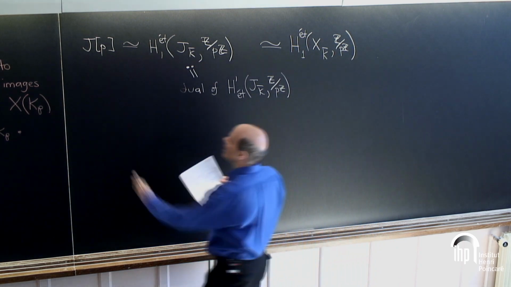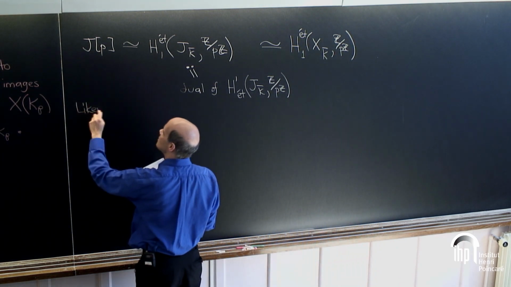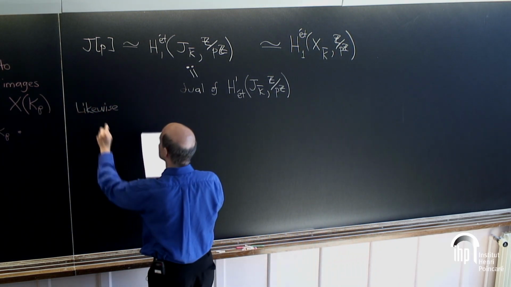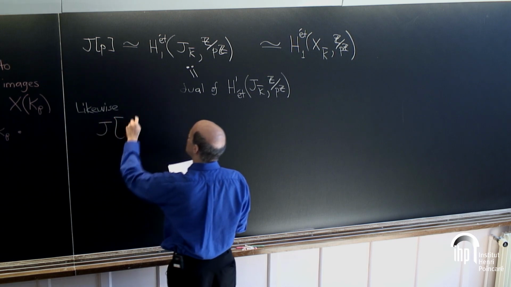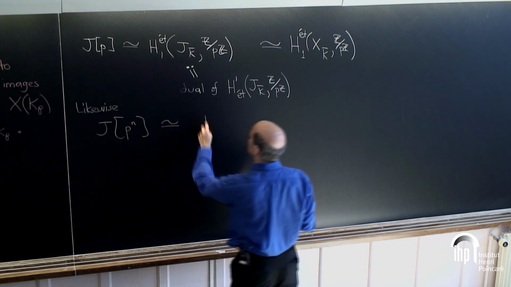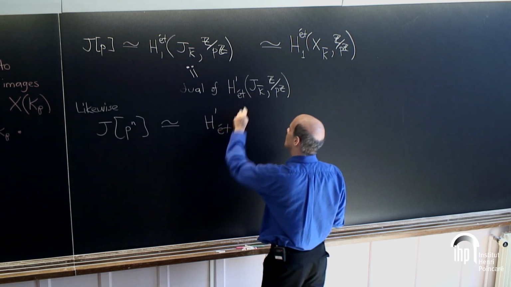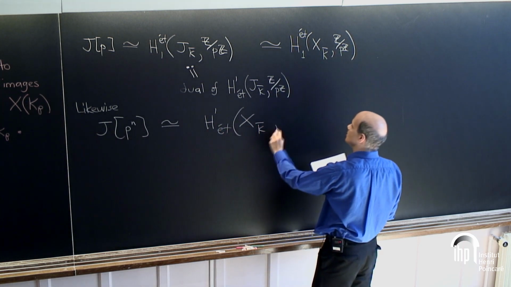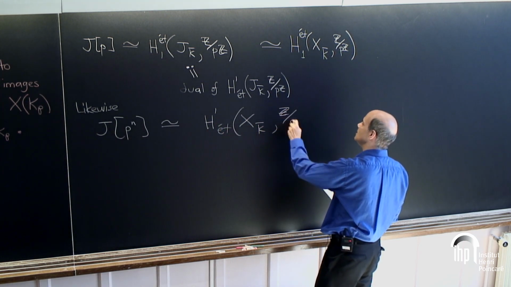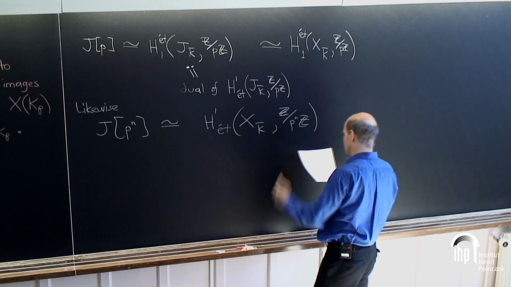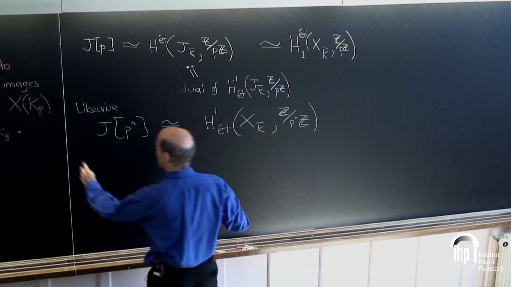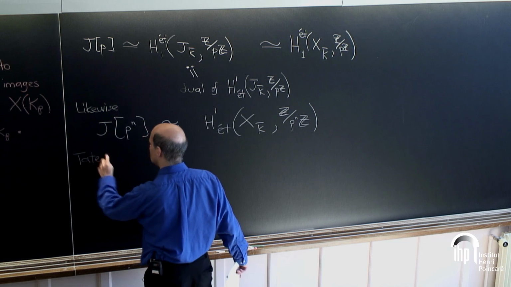And likewise, you can do the same thing not just for p-torsion, but for p^n-torsion. So the p^n-torsion will be isomorphic to H1 étale of X over the algebraic closure, with coefficients in Z mod p^n Z. Okay, and then you can build the Tate module out of these.